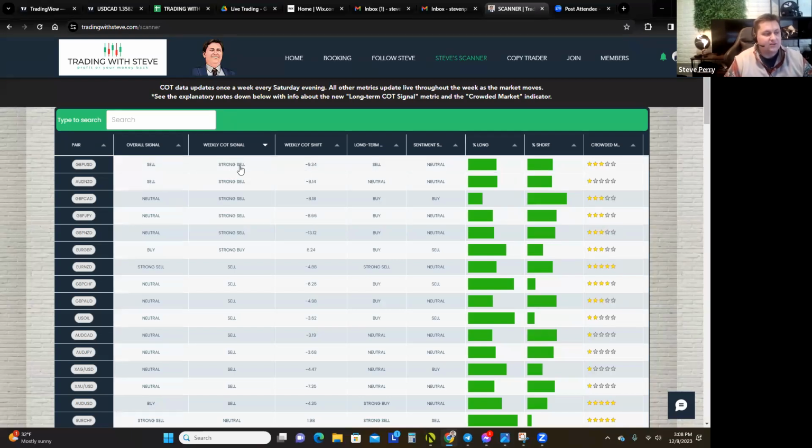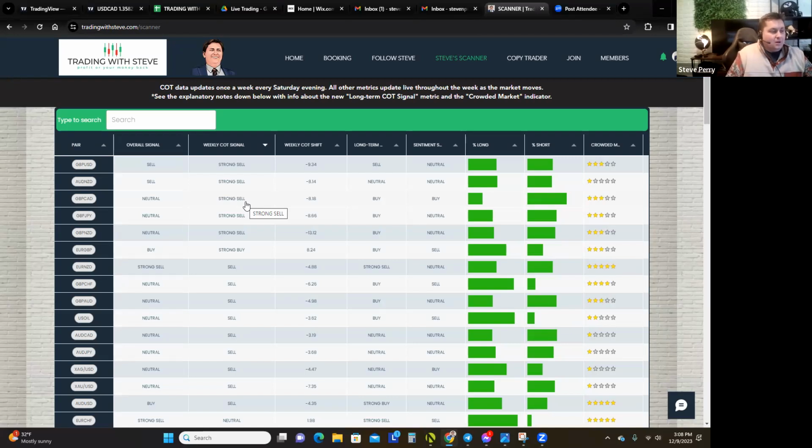But just know that this doesn't have any other metric tied to it. There's no sentiment tied to this signal. There's no long-term outlook from the COT data signal. It is just pure weekly shift in COT data positions. That's it. Okay. So when it says strong buy or strong sell, that means our biggest bias is strong buy or strong sell for that pair for that week and that week only. We don't really have a bias going into the next week or anything like that with that weekly COT shift, because it's inevitably going to change the following week.